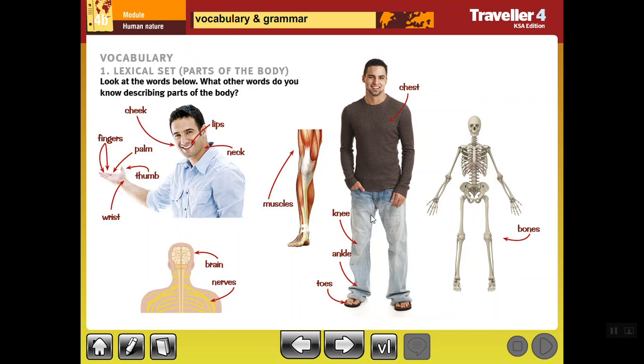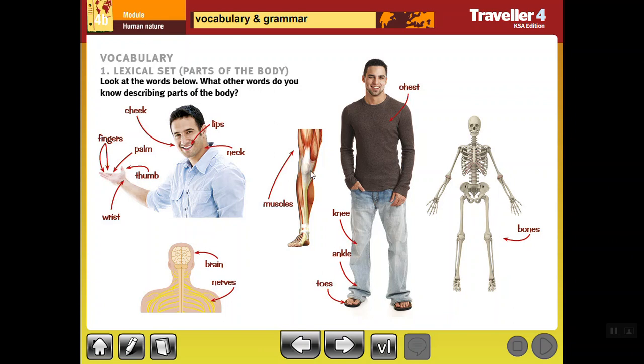This is a full body picture. This part is called chest. This is your chest. And here down you have knee. Of course we have 2 knees, one on each leg. Knee. Ankle. Toes. You have toes here on your foot. Look at the last picture. It's a picture of a skeleton, and you have bones.